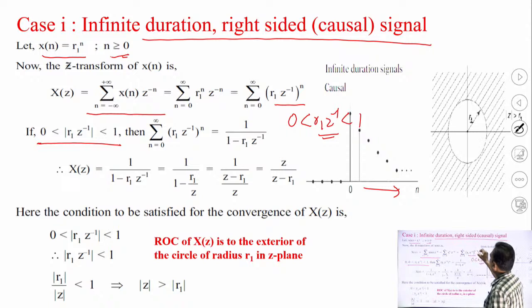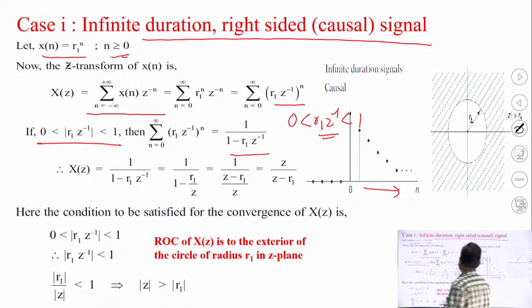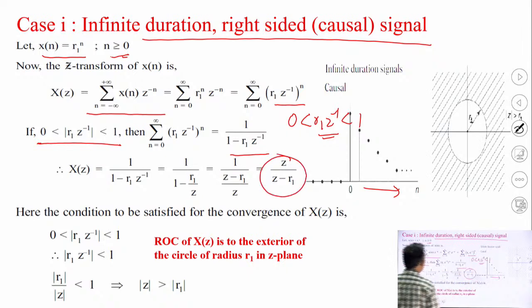So first term upon 1 minus common ratio. So this will become 1 upon 1 minus r1 Z to the power minus 1, or if you solve it, you can simply write it as Z upon Z minus r1. Okay. So you can say the ROC for this signal exists.